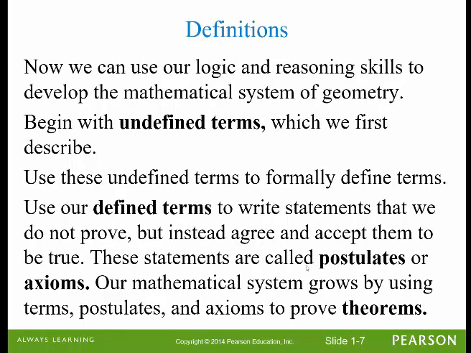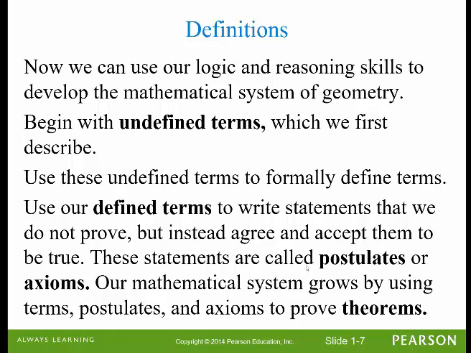All right, let's do some definitions. Now we can use our logic and reasoning skills to develop a mathematical system of geometry. First we begin with undefined terms, which we want to first describe. We're going to use these undefined terms to formally define terms. And I know that seems weird, like what do you mean? Well, we use our defined terms to write statements that we do not prove, but instead agree to accept as true. These statements are called postulates or axioms.